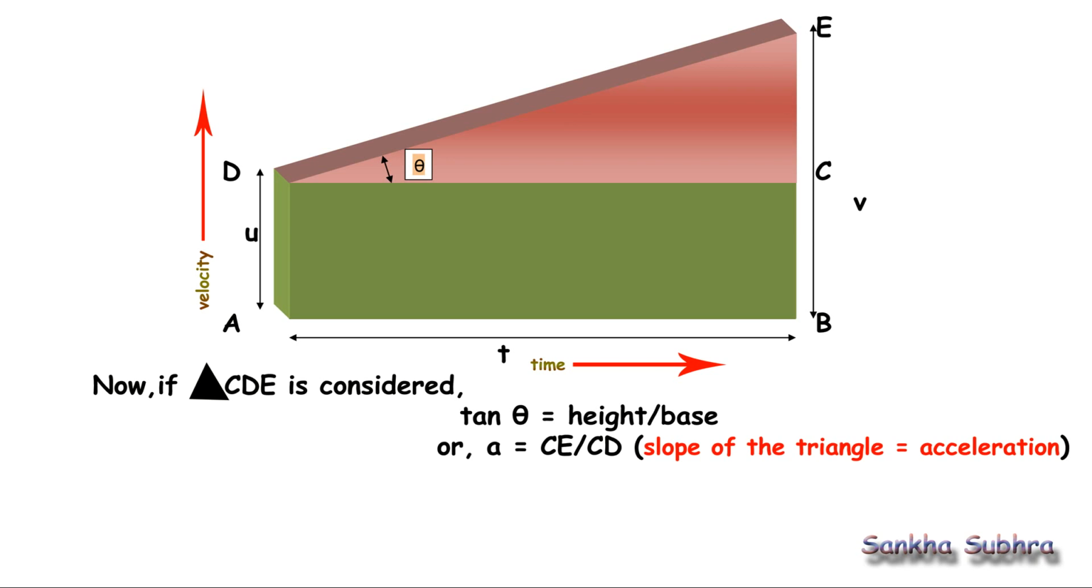But from the velocity time graph, we can write that the slope of the triangle is nothing but the acceleration. So we can write acceleration a equal to CE by CD. But we know CE equal to v minus u and CD equal to t. By implementing the value, we can write a equal to v minus u by t. So simplifying, we can write v minus u equal to at. So v equal to u plus at. And this is the most important proof.